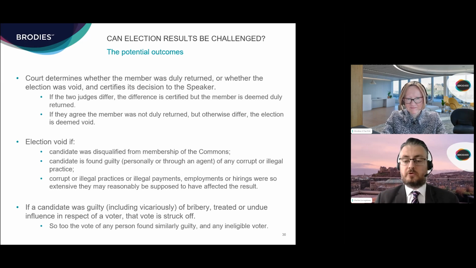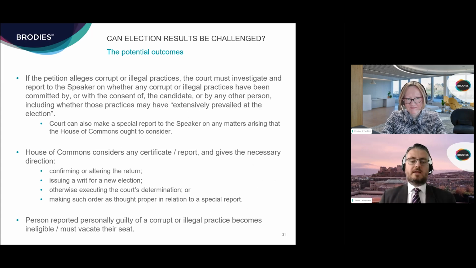Now, these sorts of things will only form the basis of an election petition if there are only a few votes in it. By and large, you're more likely to get it through allegations of corrupt or illegal practice on the part of the candidate, and we'll come back to an example of that. So on the next slide, if the petition alleges corrupt or illegal practices by the candidate or by any other person, the court must investigate that. So it has a quasi-investigatory role that British courts tend not to have, or almost never have, in fact.